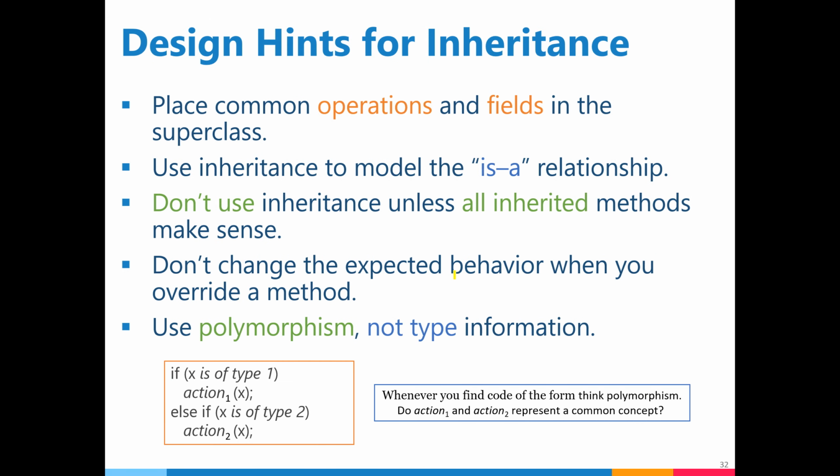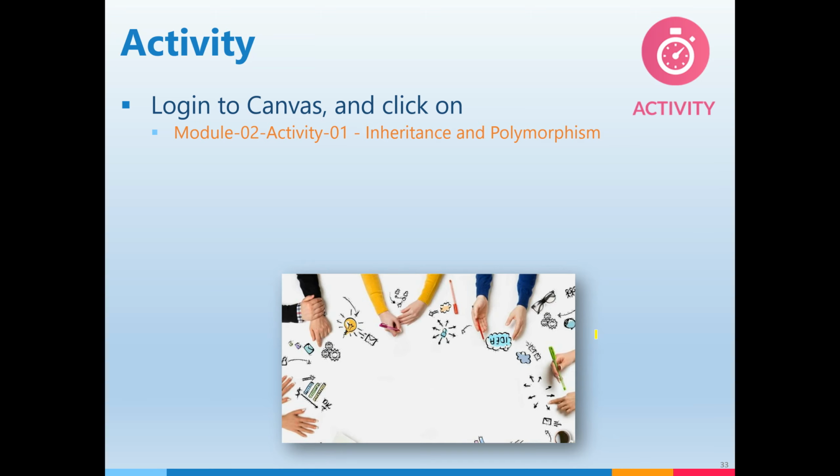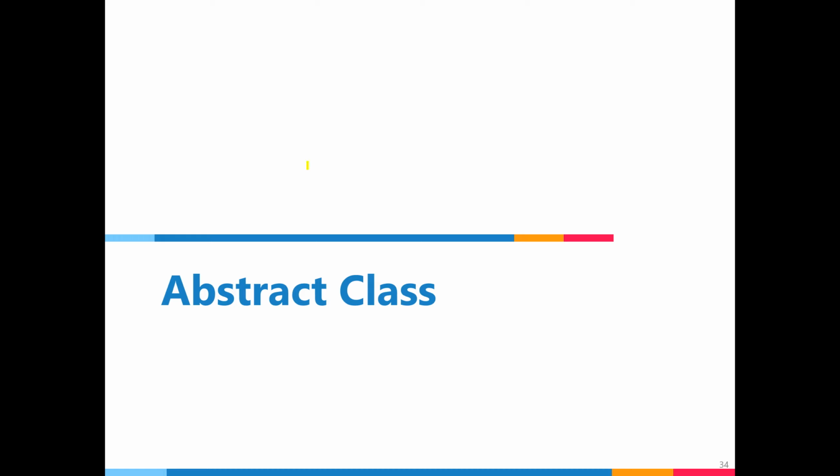So, design hints for inheritance. Place common operations and fields in the superclass, right? Use inheritance to model the is-a relationship. Don't use inheritance unless all inherited methods make sense. This is important. I'd like you to pause this video and think about it; all of them should make sense to you. Don't change the expected behavior when you override a method. Use polymorphism, not type information. Abstract classes we will continue in our next video.